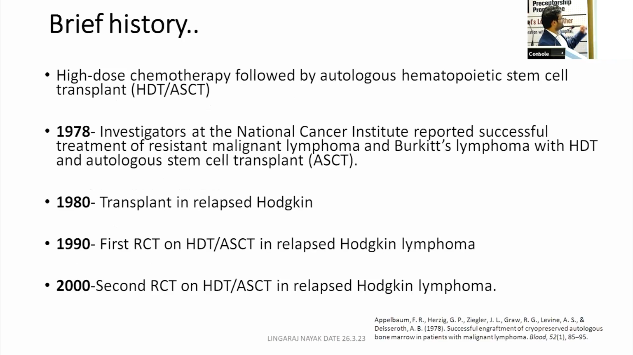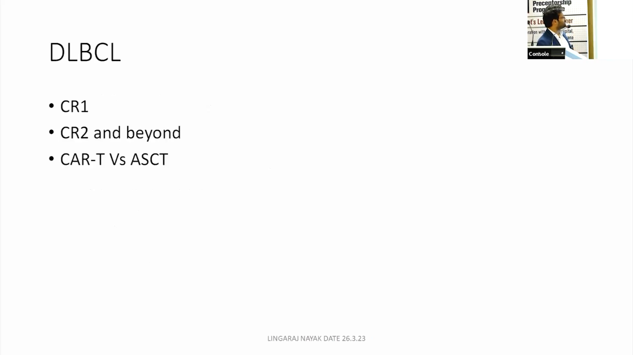Okay, so a brief history. The proper terminology is high dose therapy and then autologous stem cell transplant. It is the high dose therapy that helps in curing the patient. In 1978, at the NCI, came the first data of transplant. In the 1980s, you got the first RCT in Hodgkin, and after 10 years, a second RCT. There were two RCTs in Hodgkin, and subsequently RCTs happened in DLBCL. So let's first see DLBCL.